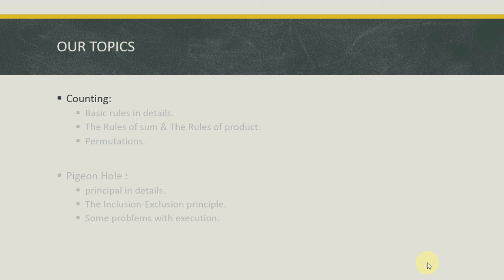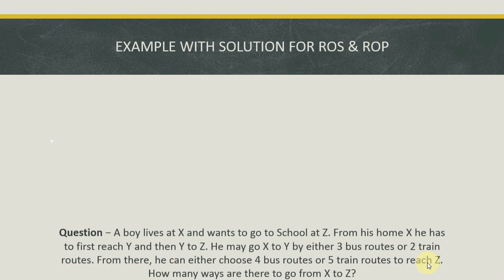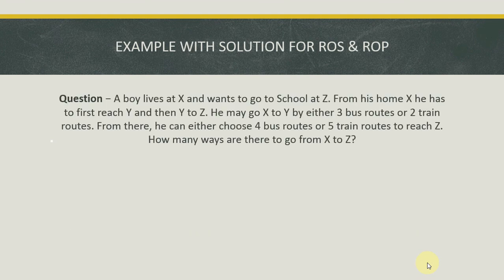Now I will show some problems with solutions from counting. Suppose a boy lives at X and wants to go to school at Z. From his home X he has to first reach Y and then Y to Z. He may go from X to Y by either 3 bus routes or 2 train routes. From there, he can choose either 4 bus routes or 5 train routes to reach Z. How many ways are there to go from X to Z?